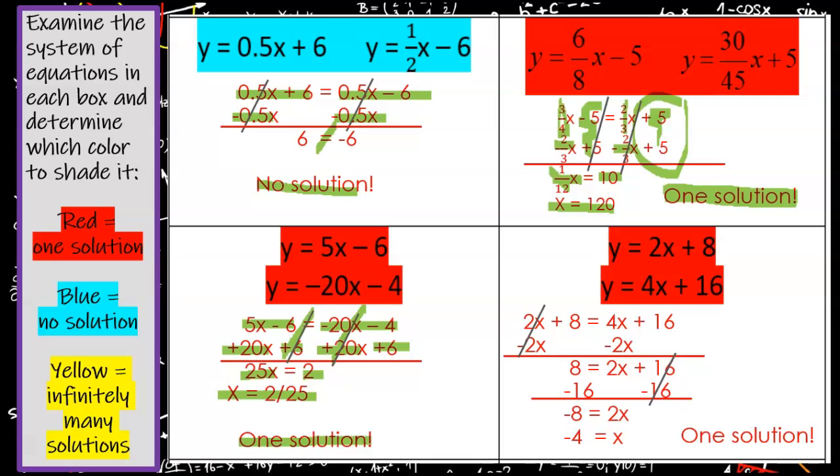And our last one for today, 2x plus 8 is equal to 4x plus 16. So I'm going to subtract 2x on both sides, leaving me with 8 is equal to 2x plus 16. Then I subtract 16 on both sides, leaving me with 2x is equal to negative 8. Divide by 2 on both sides, leaving me with x is equal to negative 4, so one solution.